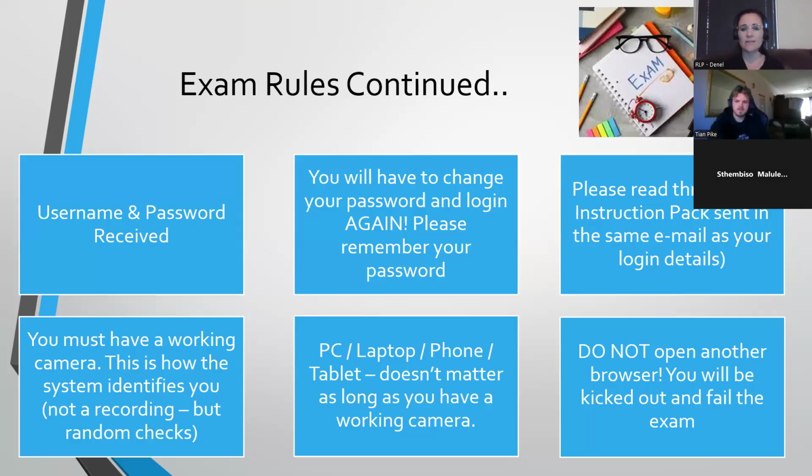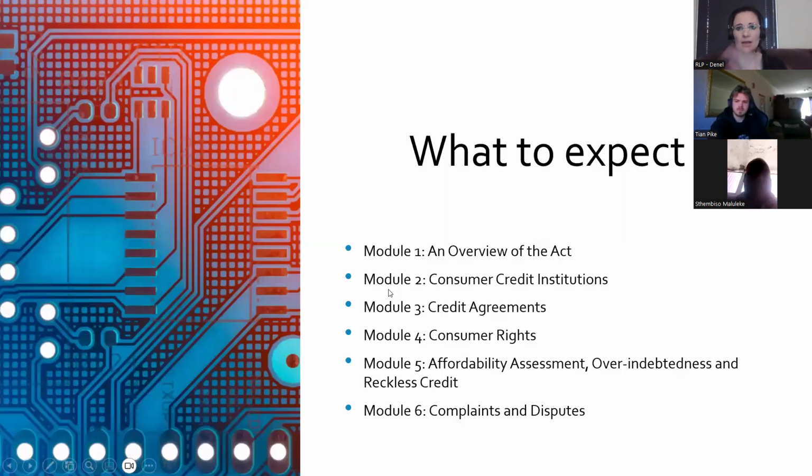Okay, so guys, let's get started. This is what you can expect today. Six modules. The first one, an overview of the Act, just basically gives you an idea of what happened before we had the NCA. Why is the NCA important? What is the main objective? What are they trying to achieve by implementing the NCA?